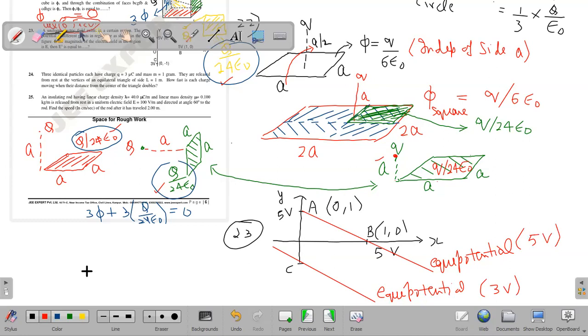And the electric field is perpendicular to the equipotential lines. So perpendicular to these equipotential lines, we have the electric field. It should be perpendicular to the equipotential lines, and that means the electric field makes a 45-degree angle with the y-axis, or a 45-degree angle with the x-axis.